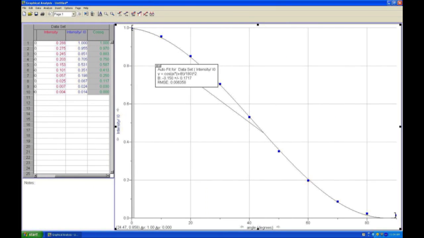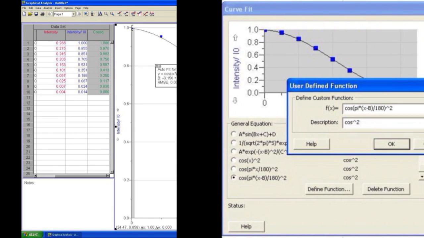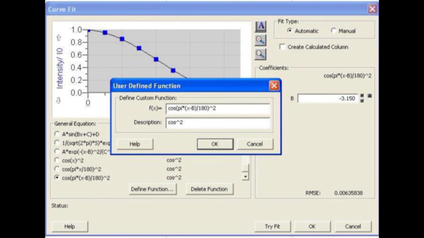Since you're interested only in the angular dependence of the transmitted intensity rather than the absolute intensities, divide all intensities by the maximum intensity obtained with the angle at 0. Construct a plot of intensity versus the angle in degrees. Perform a curve fit of a cosine squared function with the angle converted to radians.